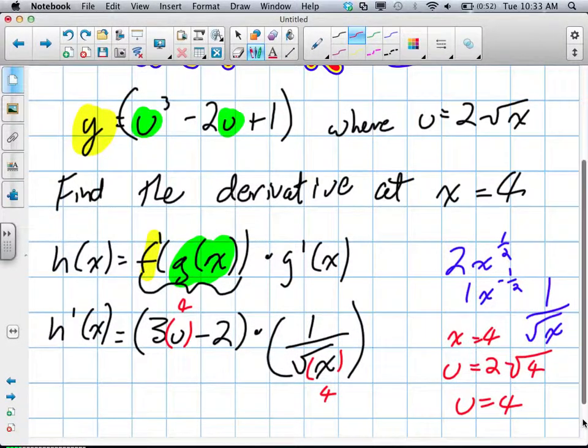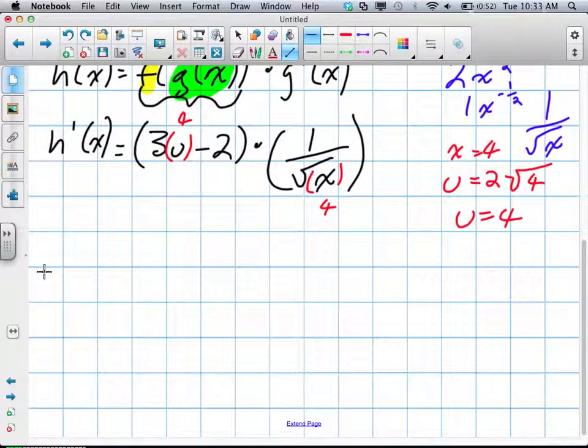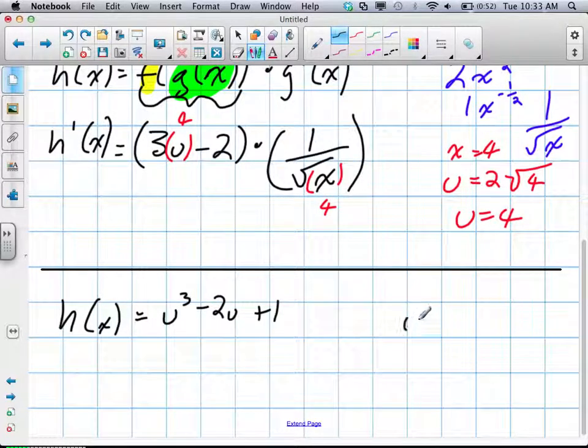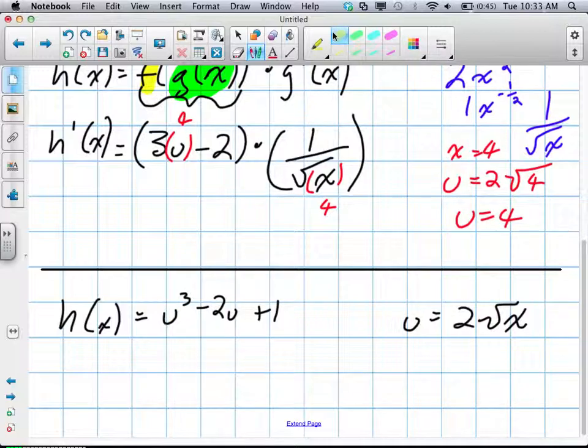Another way we could have solved this, okay, is if I rewrote the question above. Our h at x, if you guys recall, was u cubed minus 2u plus 1, and u was equal to 2 root x. Well, if I decide to plug in my values, we did that in green, right?